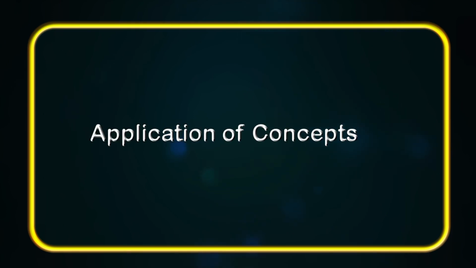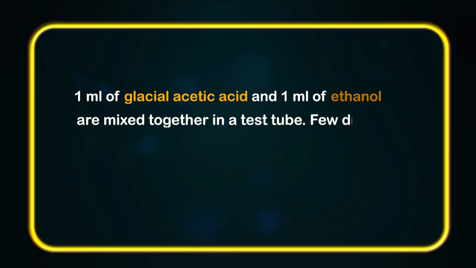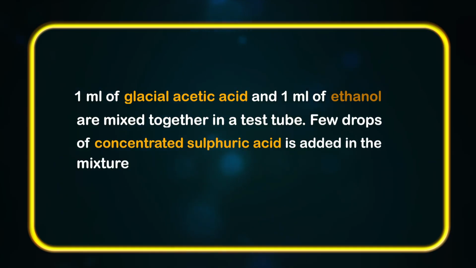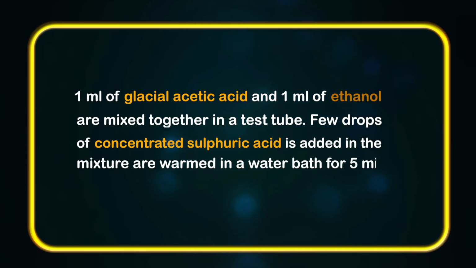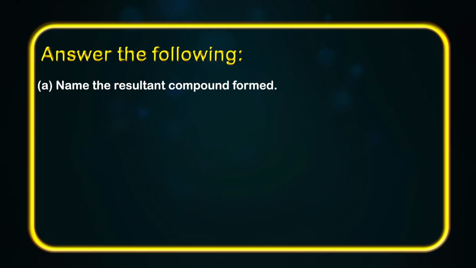Application of concepts. 1 ml of glacial acetic acid and 1 ml of ethanol are mixed together in a test tube. Few drops of concentrated sulfuric acid is added in the mixture, and warmed in water bath for 5 minutes. Answer the following. Name the resultant compound formed.